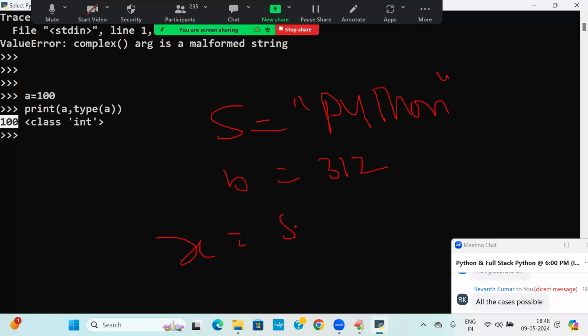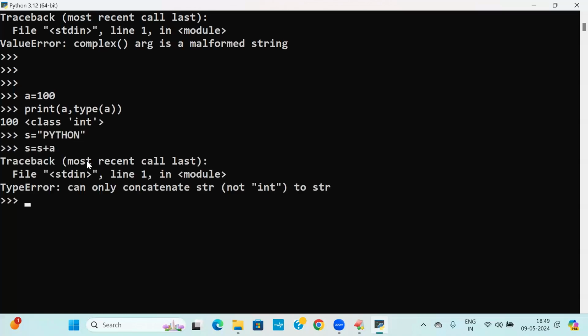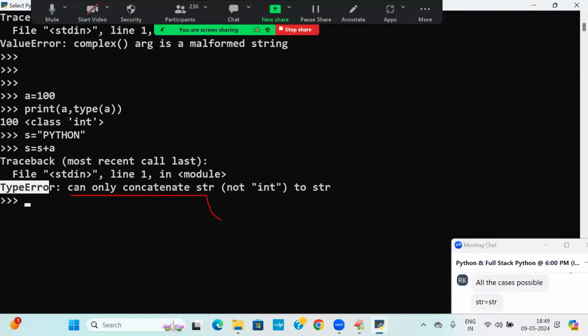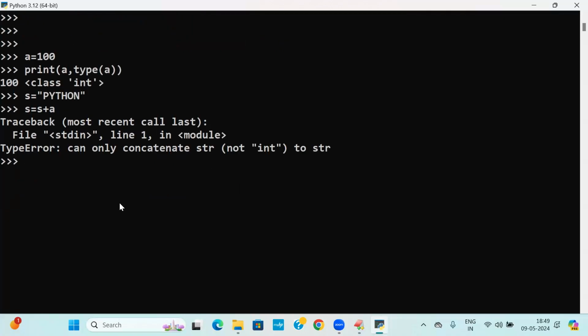Some X is equal to S plus B. If I write it, a type error will come. String plus numerical value cannot be concatenated. So if we look at that, S is equal to Python, and I am writing S is equal to S plus A. What is that error? Please see: can only concatenate str to str, but not int. So how do you do it then?